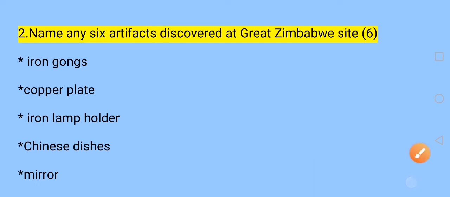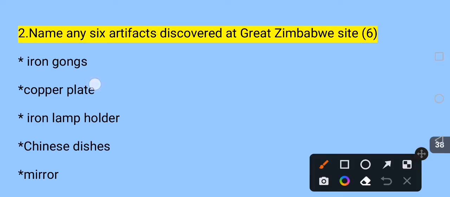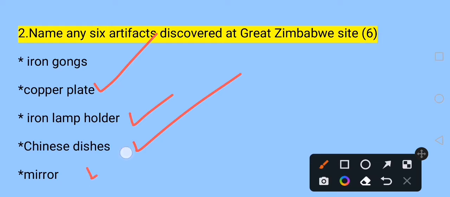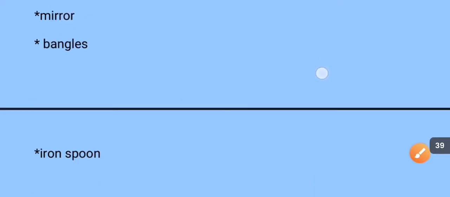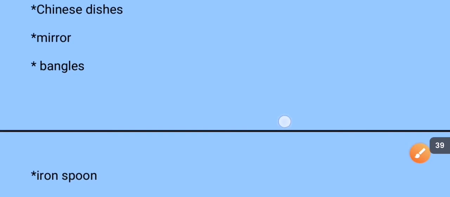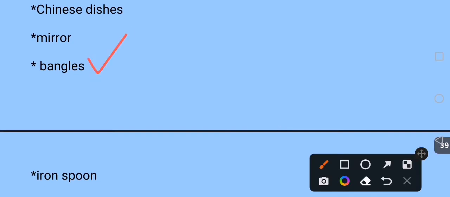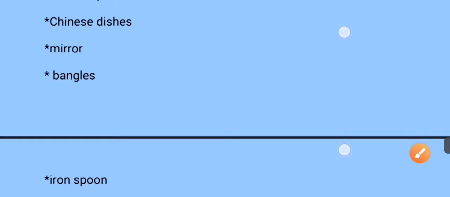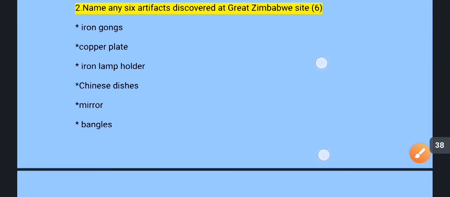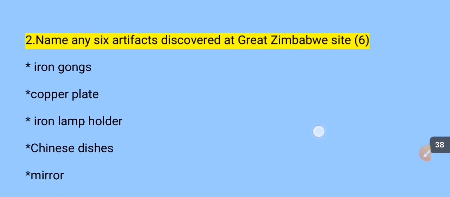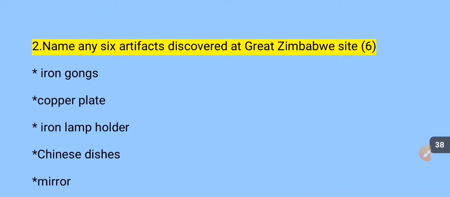Zvizvo takawana pane ma iron gongs, tikawana pane copper plate, tikawana pane ma iron lamp holders, tikawana paine ma Chinese dishes, tikawana paine ma mirrors, tikawana paine ma iron spoon. Yes, iron spoon, tikawana paine ma bangles. Okay, zvese izvi takazviwana pa Great Zimbabwe, ndio atinoti ma artifacts discovered at Great Zimbabwe state.